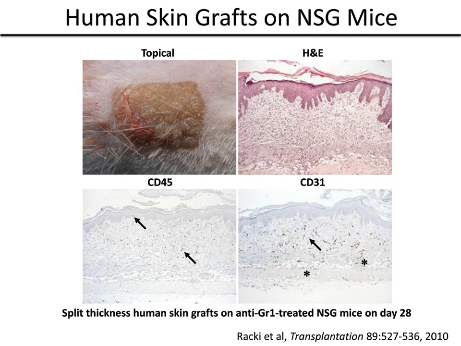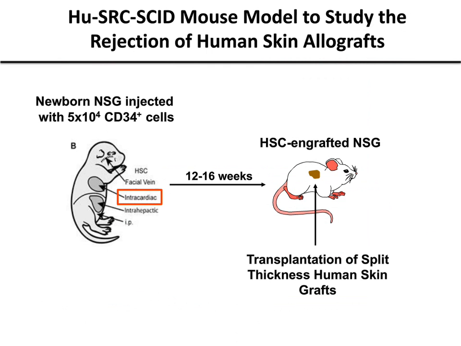So overall, the NSG animals will support robust human skin survival and will now allow us to ask the question: if we have a human immune system, would they be able to reject that skin? So here's the actual experiment, where we take our newborn engrafted model, injected with 50,000 hematopoietic stem cells. We screen these animals for engraftment, and for those which have an appropriate immune system, we can then give a split-thickness human skin graft and see if these animals reject their graft.